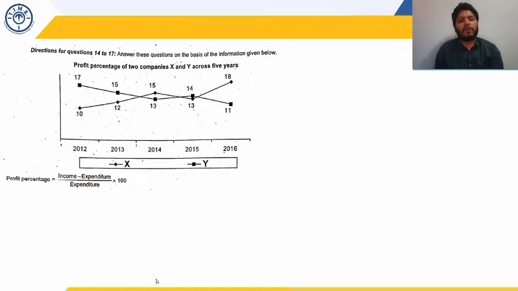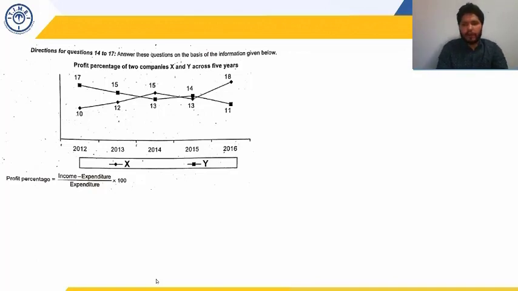For example, let's study the graph for company X. For company X, the profit percentage in 2012 was 10%, in 2013 it is 12%, 2014 15%, 2015 13%, 2016 18%. And for company Y, the profit percentage is 17% in 2012, 15% in 2013, 13% in 2014, 14% in 2015, and 11% in 2016. This is the profit percentage of two companies X and Y across 5 years, 2012 to 2016.